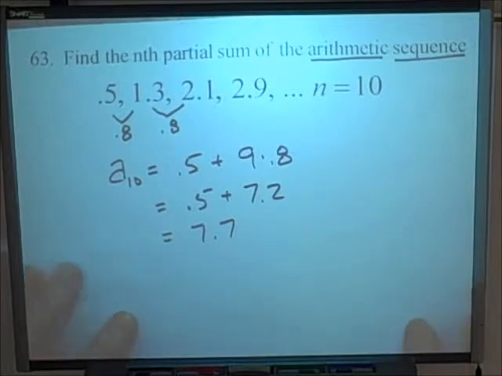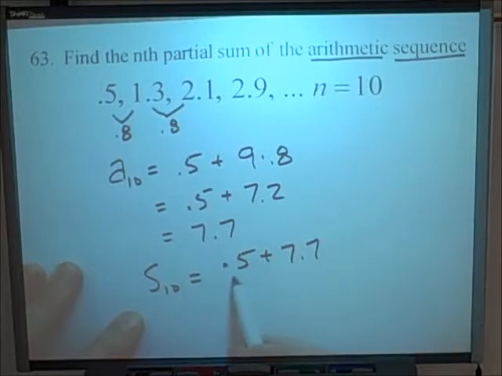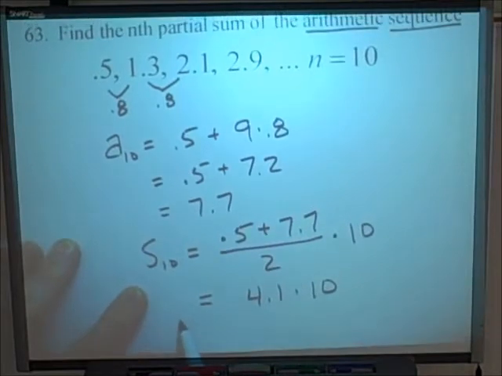So what is the sum of our first 10 terms? The sum of our first 10 terms is equal to our first term, 0.5, plus our last term, 7.7, divided by 2, that's the average term, times the number of terms, 10. 8.2 divided by 2, 4.1 times 10. Our sum of our first 10 terms is 41.